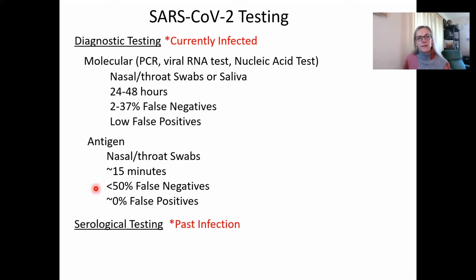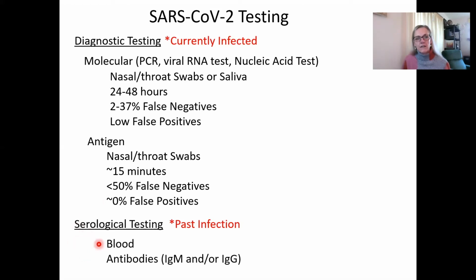The problem is there's a high false negative rate, usually not over 50%. That wouldn't be a good test at all, but some of them range around 30% false negative. That's usually compared to testing the same sample by PCR. So you can't always be sure that you're negative if you get a negative antigen test. But if you get a positive one, you can be pretty confident that you're infected.